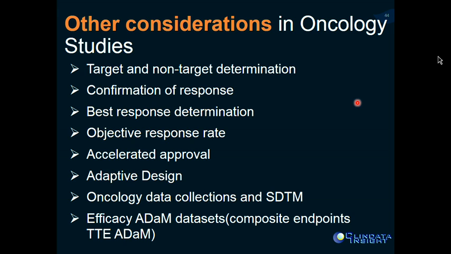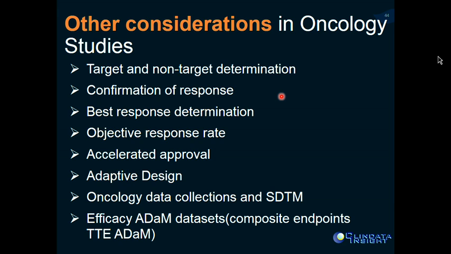There are also other key considerations or checkpoints in an oncology study, such as target and non-target determination, which we didn't talk about. Some of the tumors become target, where we measure the tumor size, and some of the tumors are non-target, where we only detect whether they are present or not. There is a response criteria to determine how those tumors become target and non-target. And in many cases, response should be confirmed.